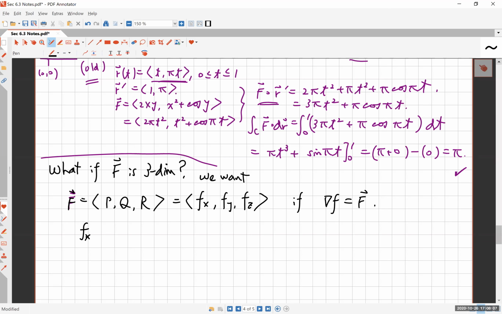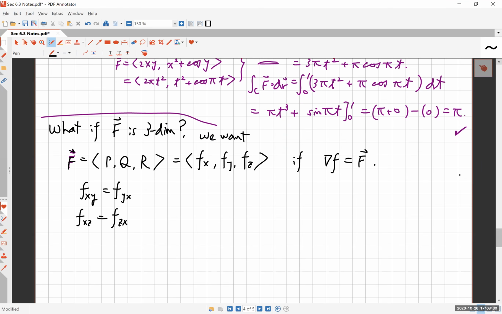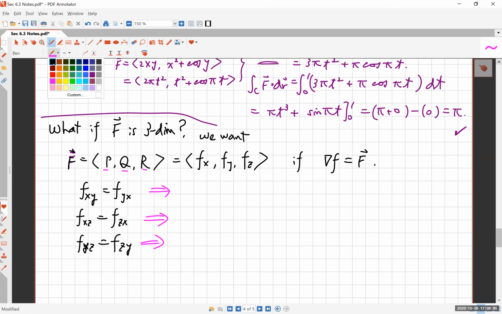Now, what do we know about these mixed second derivatives? Well, we know f of xy and f of yx must be equal to each other. Let me do this in alphabetical order. f of xz must be equal to f of zx, and finally, f of yz must be equal to f of zy. This is an easy process here. We know Fx is P, Fy is Q, and Fz is R. So let's put these in a new language here.